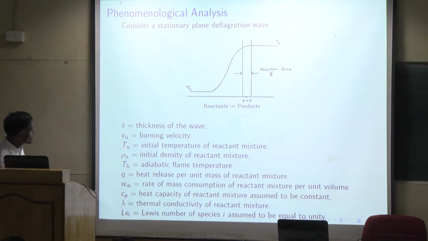Delta is the thickness of the wave. VU is the burning velocity. TU is the initial temperature, with initial density. TB is the adiabatic temperature. Q is the heat release. WM is the rate of mass consumption per unit of the reactant mixture per unit volume. That's important to know. Cp is the heat capacity, lambda is the thermal conductivity, and then there's the Lewis number. In this particular analysis, I'm going to assume the Lewis number is 1, so it's not really relevant here. But these are important ones.